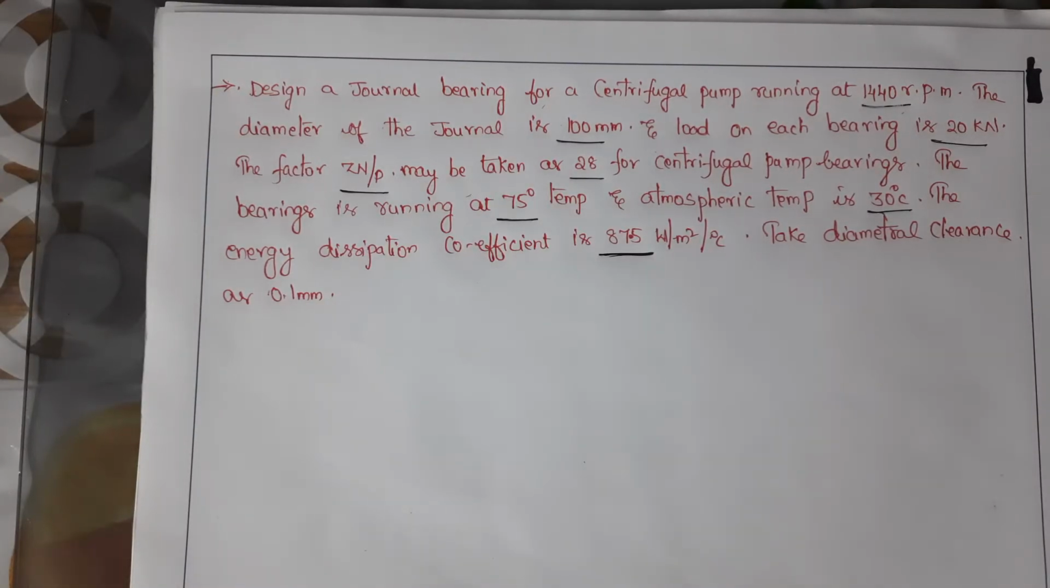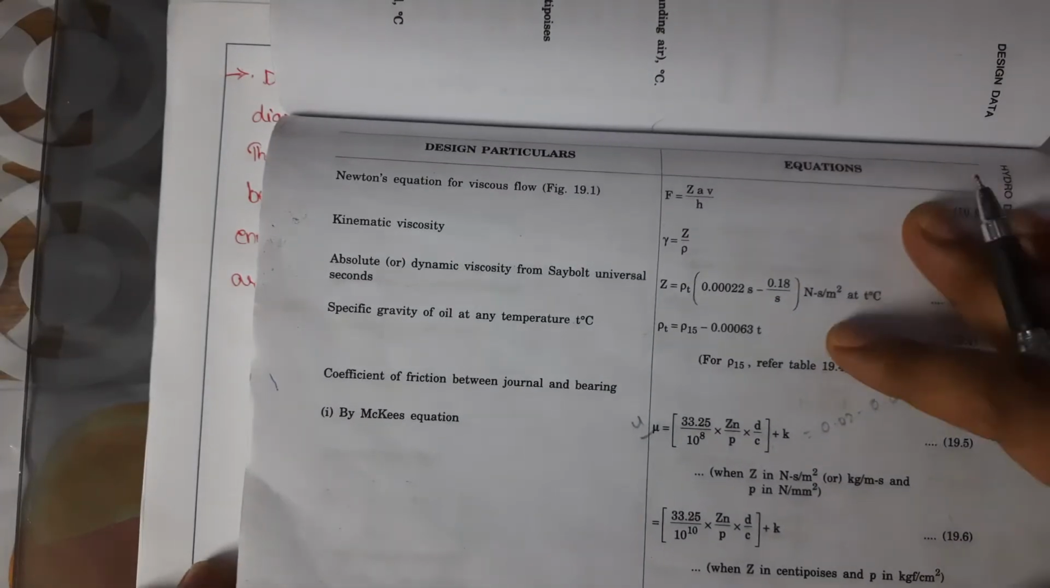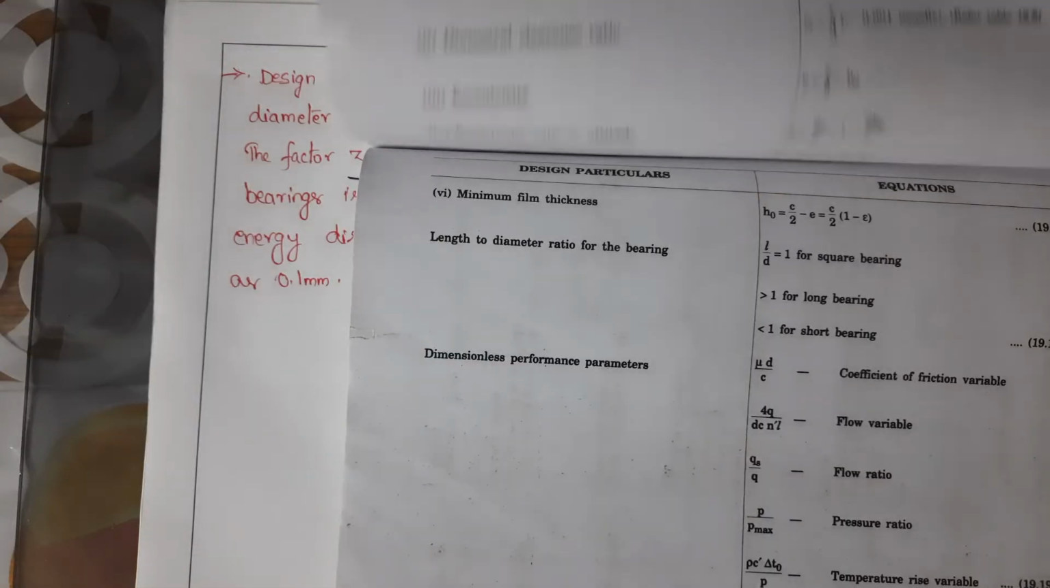So for calculating this journal bearing problem, we must take the help of the data book, that is chapter number 19. We can find the data related to hydrodynamic journal bearings from 19.2. You can find the data from 19.3: the Petroff equation, Sommerfeld number, heat generated, heat dissipated, mass of the oil for heat removal rate. So everything can be found here.